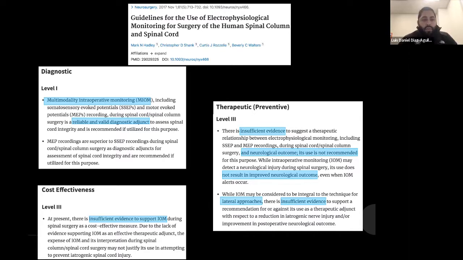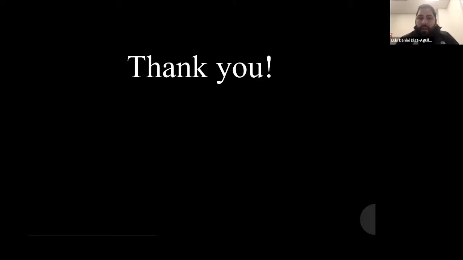And when discussing cost effectiveness, similar sort of problem, insufficient data to confirm that the use of intraoperative monitoring is a cost-effective measure. However, I also expect that this will improve as more data is parsed out. And so I appreciate your time. I'm open to any questions that may arise, or to go back to any screen to discuss any papers that were discussed. Thank you.